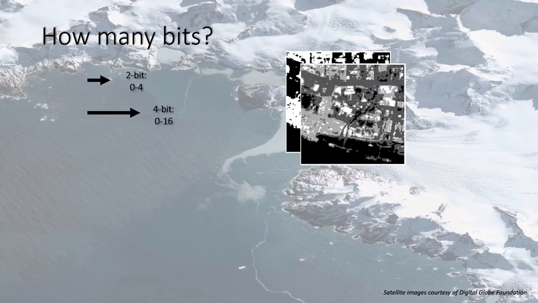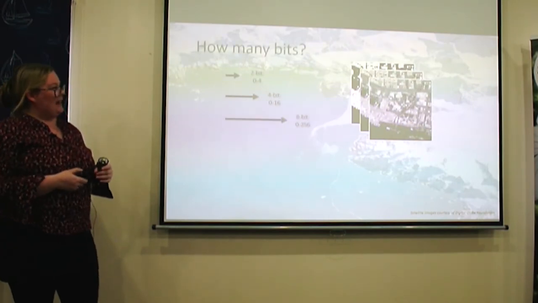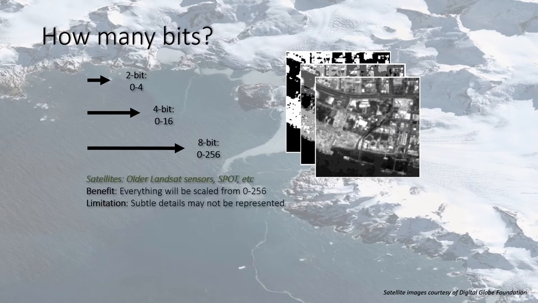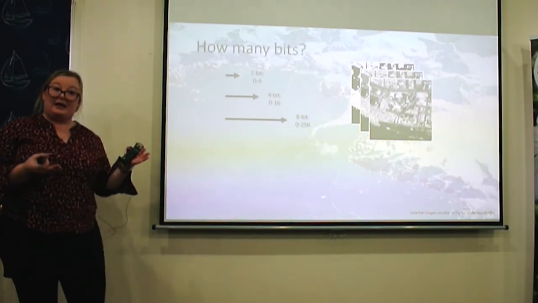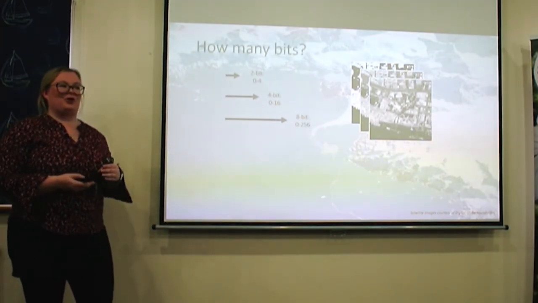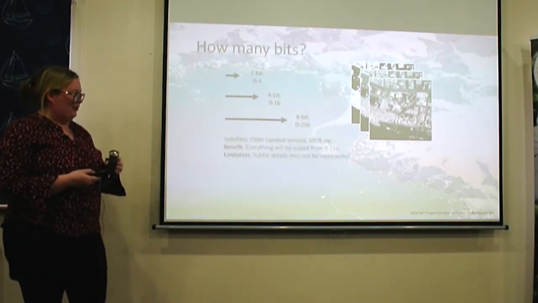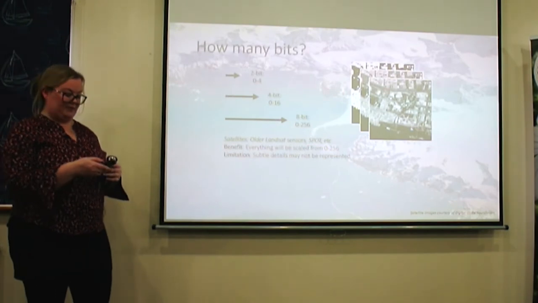4-bit data is a bit better because you get 16 values. You may be able to pick out some really obvious features, but if you're doing anything nuanced, then you've got no hope. Now, 8-bit data, you can definitely see some features and some definition to those features because you've got up to 256 values in your pixel. A lot of the earlier Earth observation sensors launched were 6 to 8 bit. So the first Landsat missions, for example, were at this resolution. And one of the benefits is that the volume of data is quite small because it limits the amount of radiometric depth that you've got. So, like I said, some of the earlier sensors are this radiometric resolution, but subtle details may not be represented.